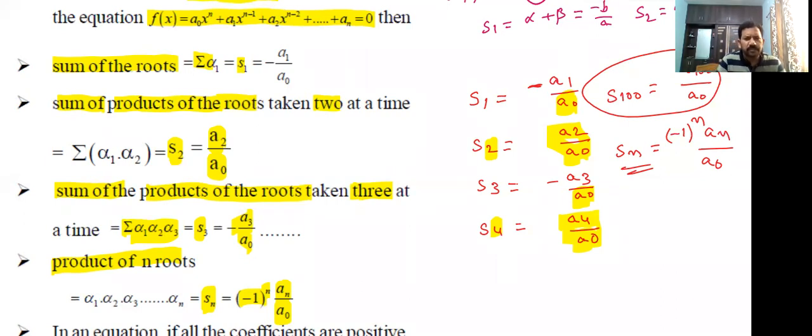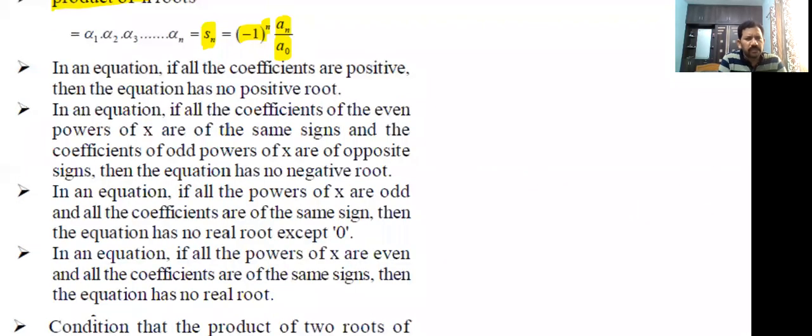These are the formulas of the relation between the roots and coefficients. This is the first important point. In an equation, if all the coefficients are positive, then the equation has no positive root. All are negative roots only. This is one sign. Remember it.